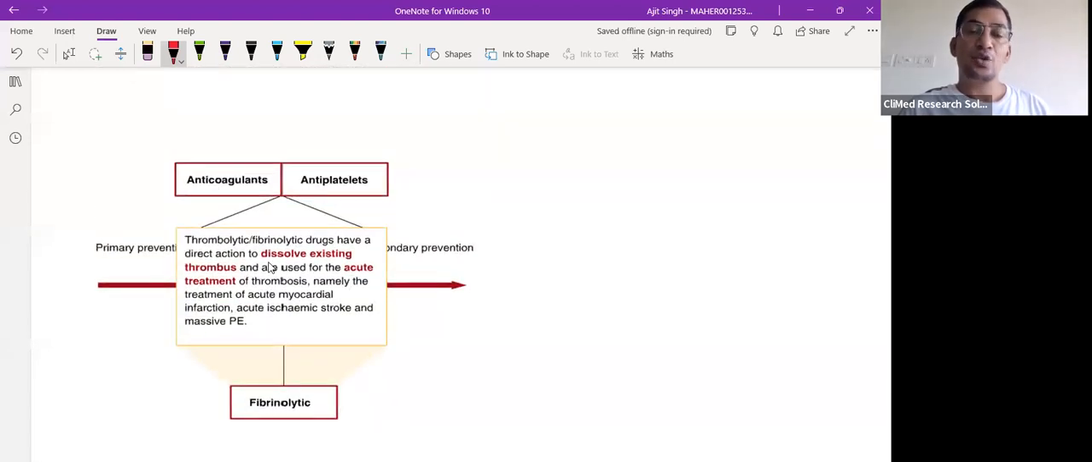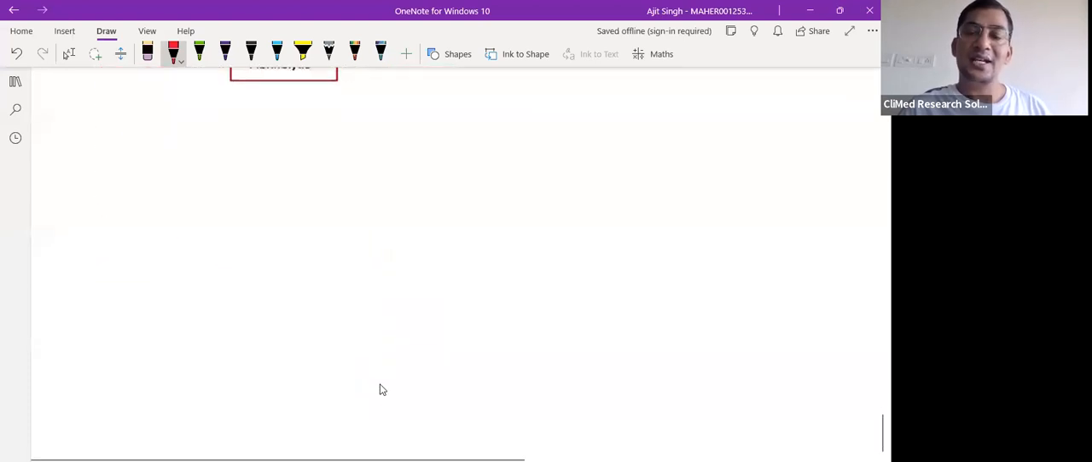Fibrinolytics are to dissolve the existing thrombus and are used for the acute treatment of thrombosis. So these are the three categories, and we'll be talking about these one by one in our upcoming classes. Now I'll stop the slides here, guys.